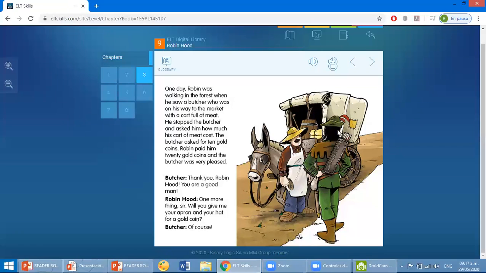Okay, as you see in the road, Robin Hood met a butcher. This butcher was going to Nottingham market to sell his meat. And Robin Hood offers to buy all the meat, the cart, the meat, and the butcher says 10 gold coins, and Robin Hood paid 20 gold coins, because he was a good man. But not only did he buy the cart and the meat, he bought the apron and the hat too. Because Robin Hood has a plan. A plan, okay? Let's continue, please. Page 16.